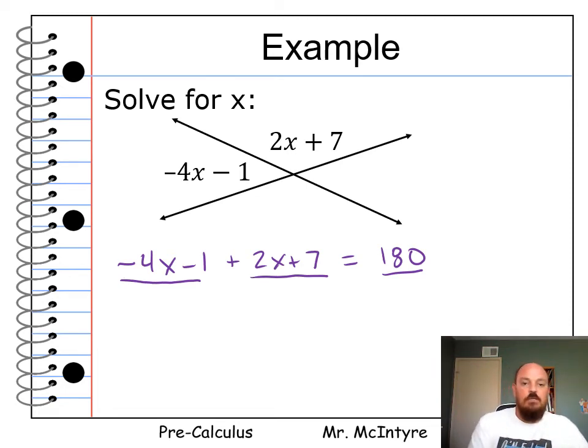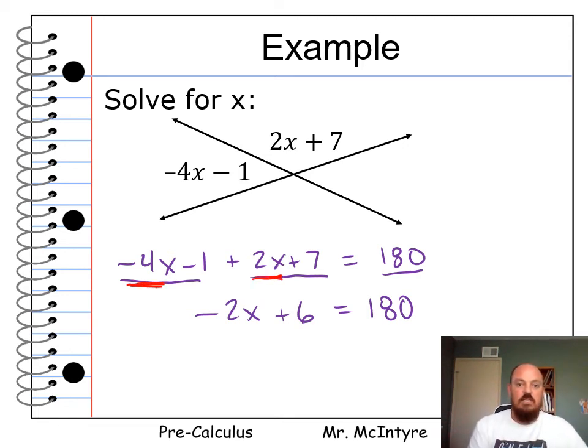Let's combine them. So over here on the left-hand side of the equation, I have negative 4x plus 2x. That would be negative 2x. And I also have negative 1 plus 7. That would be positive 6. So what I have here, I added the negative 4x and the 2x to get the negative 2x. Then I added the negative 1 and the positive 7 to get the 6. So I haven't added anything to both sides of the equation yet. I was just what we call combining like terms.